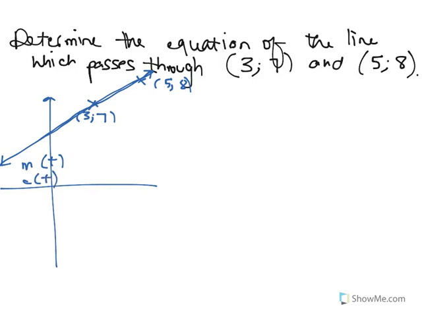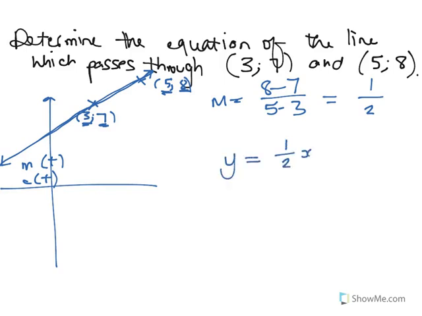This time we haven't been given either of those directly, so we're going to need to work them out. The first thing that we can work out is the gradient. So the gradient is going to be 8 minus 7 over 5 minus 3, and that is 1 over 2. So that's my gradient, which means my line has an equation of y is equal to a half x plus c.